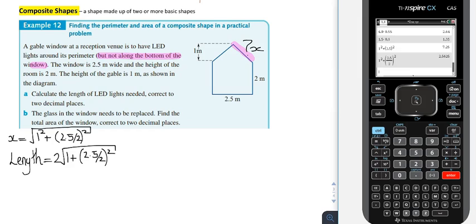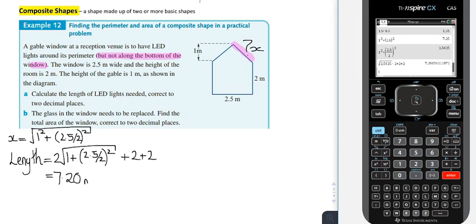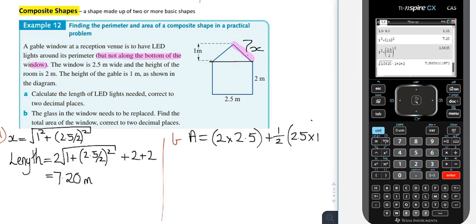Either way, basically I'm doing 2 lots of this length, plus the 2 here and plus the 2 here. So I've got my square root of 1 squared plus 2.5 divided by 2 squared. I've timesed it by 2. I'm plussing 2 and I'm plussing 2. Maybe pause it if you're not sure. Have a read of that. I get 7.20 meters. So that's the length of LED lights that I need correct to 2 decimal places. The 0 is there because I need it for 2 decimal places.